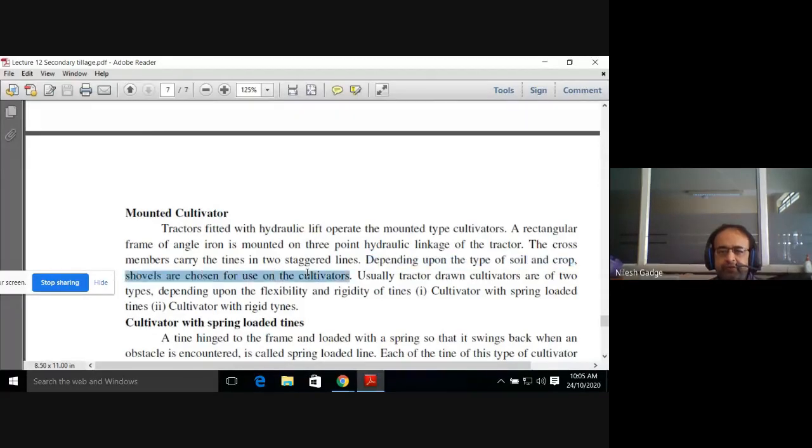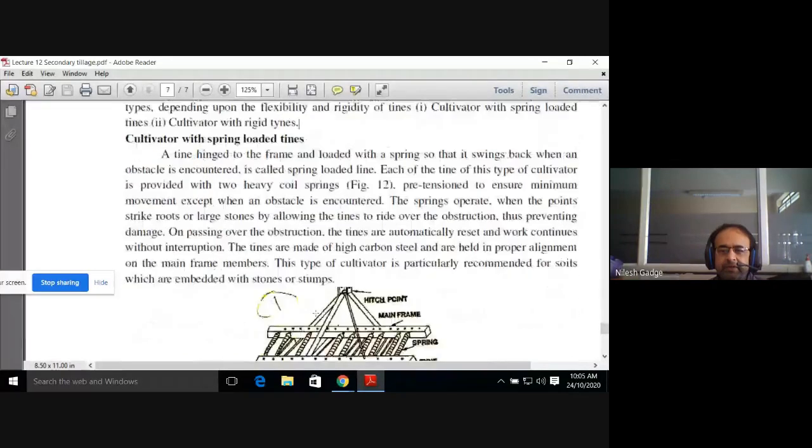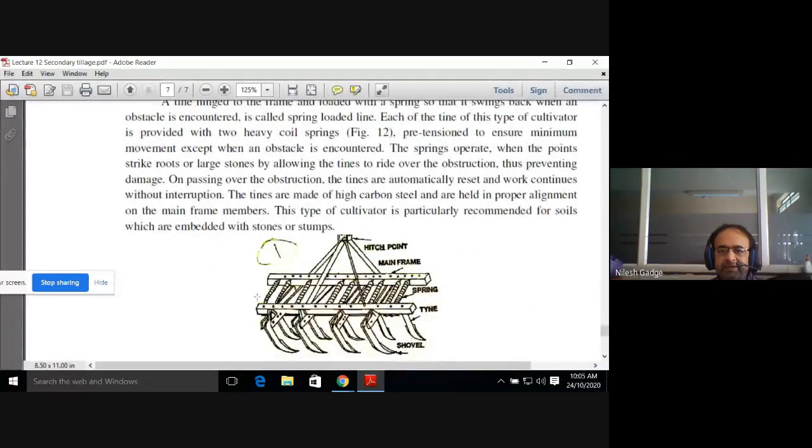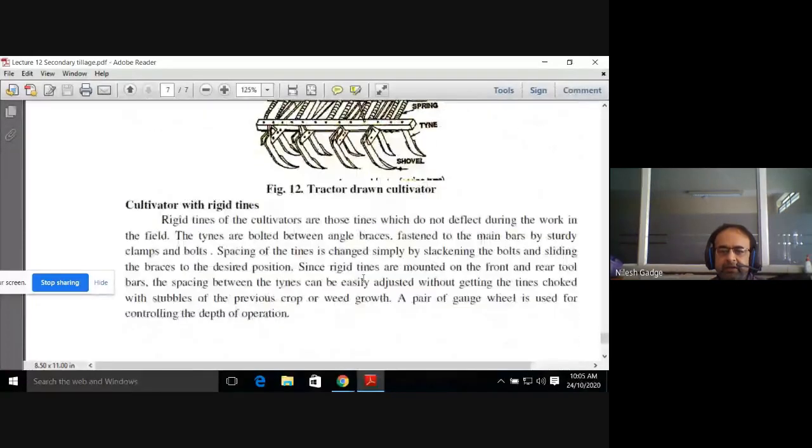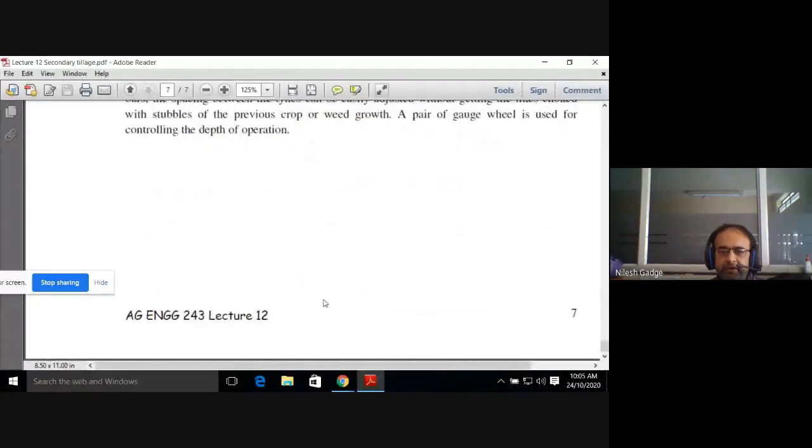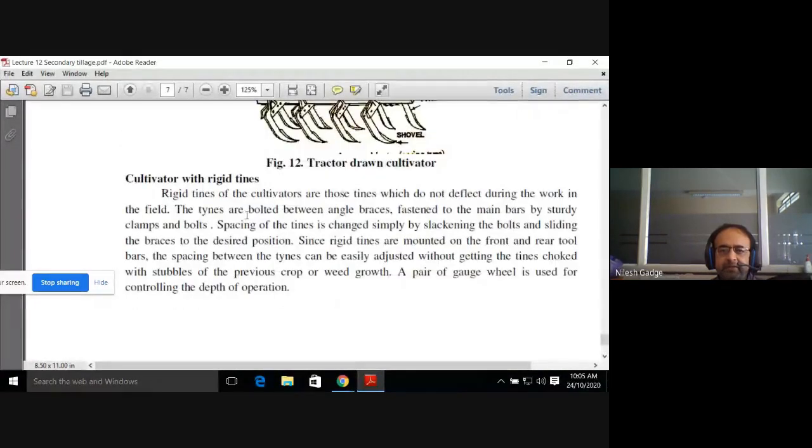Shovels are chosen for use on the cultivators. Usually, tractor-drawn cultivators are of two types. One is the cultivator with spring-loaded tines, whose figures we have already seen, and the other is the cultivator with rigid tines, which does not have the springs. This is the cultivator with spring-loaded tines, and this is the cultivator with the rigid type.